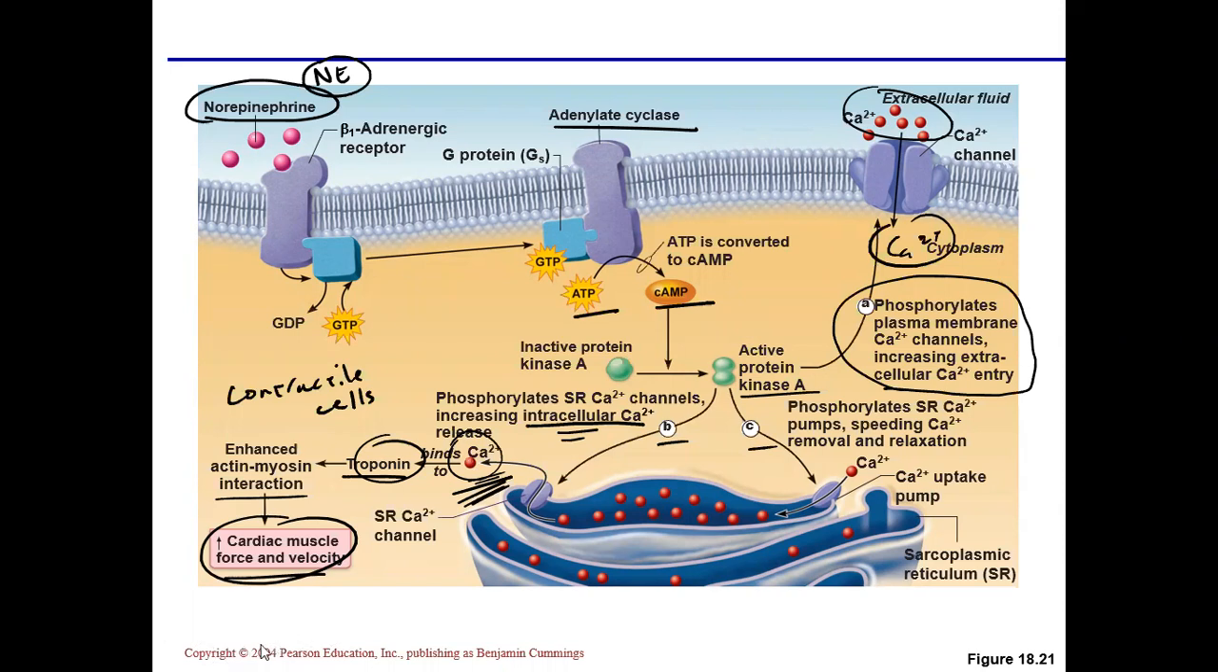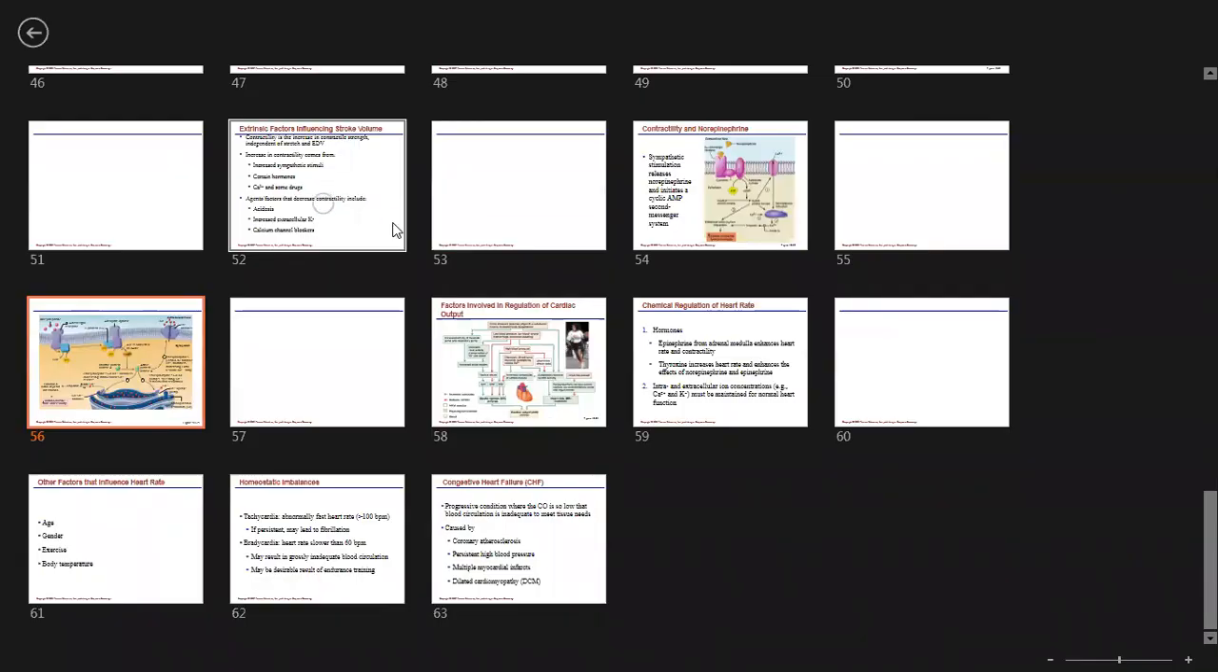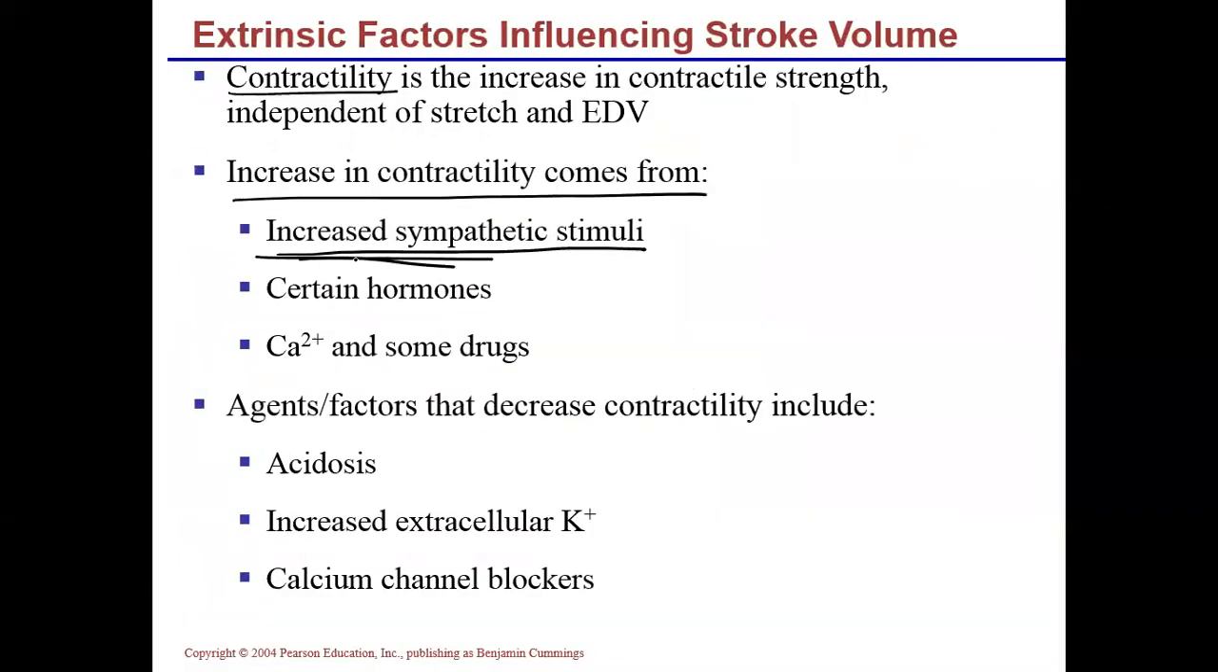So going back to the effect of sympathetic activity, and the effect on contractility that we mentioned earlier, this is the reason why increased sympathetic activity could cause the contractility to go higher. When the contractility goes higher, stroke volume is going to be higher.